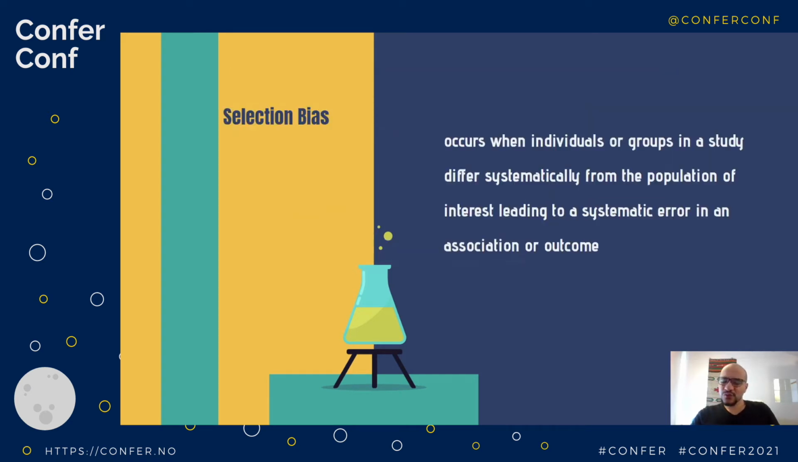And that's because what happened now is called selection bias. This happens when an individual or group in a study differs systematically from the population or from the control group you have, which leads to a biased conclusion.